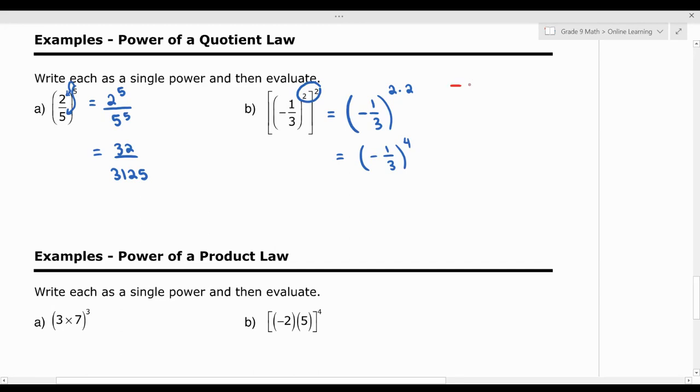Okay, so here's a side note. If you have something like this, so a negative fraction, negative 1 over 3, you can write it as the 1 being negative.